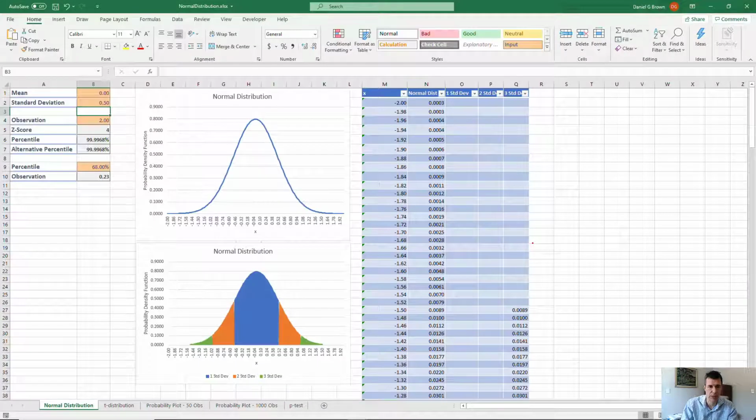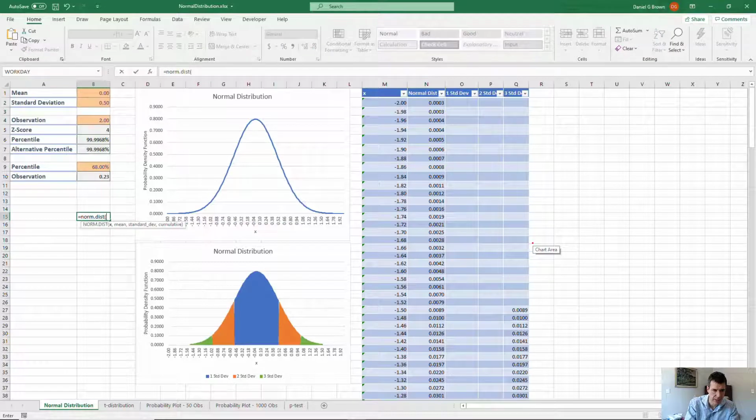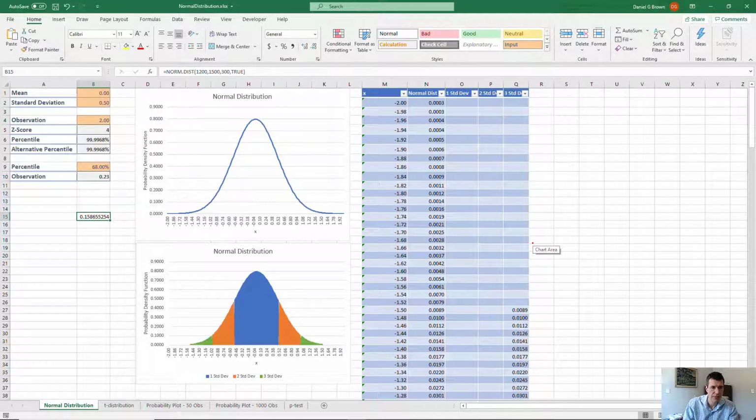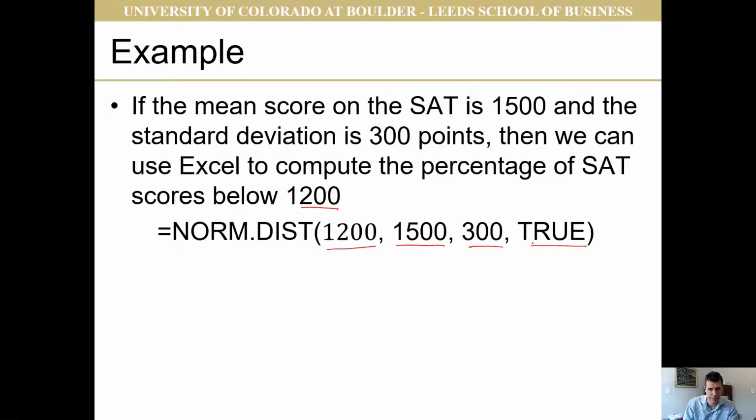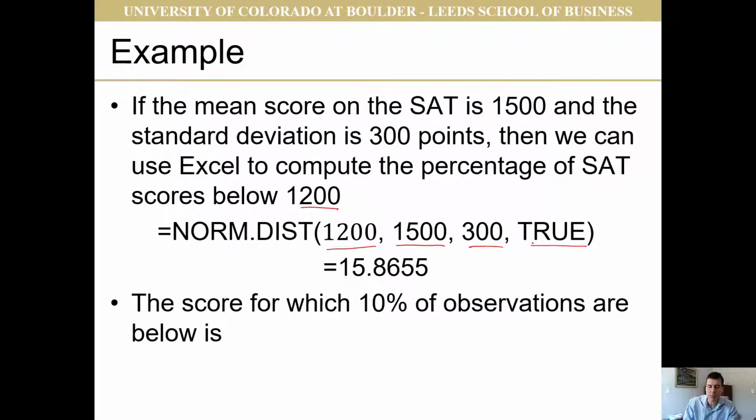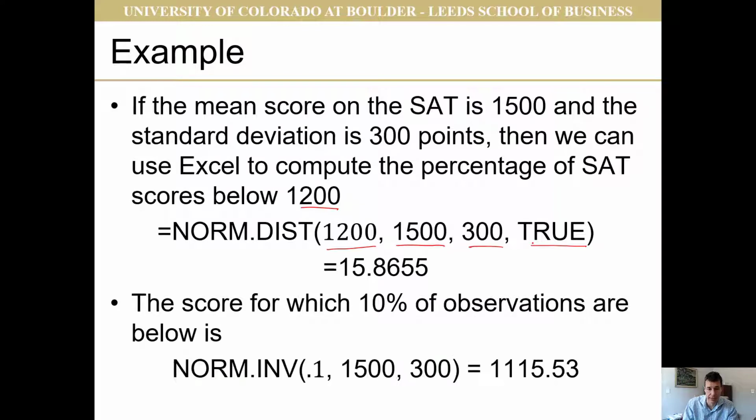So let's go back to Excel. Equals norm.dist, 1,200, 1,500, 300, true. 15.87%. The score for which 10% of observations are below is norm.inv, we put our probability in, 0.1, comma, mean, 1,500, standard deviation, 300, or 1,115.53.